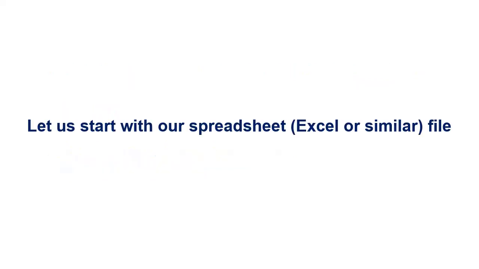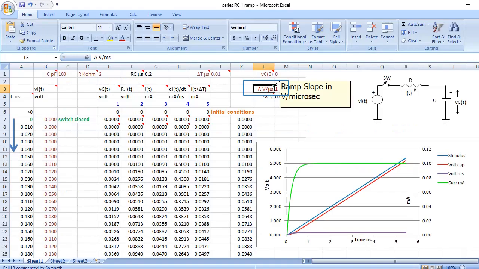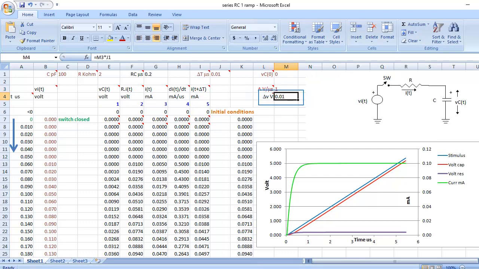So, let's start with our spreadsheet. We have shown how to enter capacitance, resistance, time step, and initial voltage across capacitor in Session 1. Therefore, they will not be repeated. Let us enter an additional parameter, namely, ramp slope A, expressed in volts per microsecond. We enter a value of 1 volt per microsecond. Voltage step for ramp is calculated automatically at 0.01 volts per time step in this scenario.